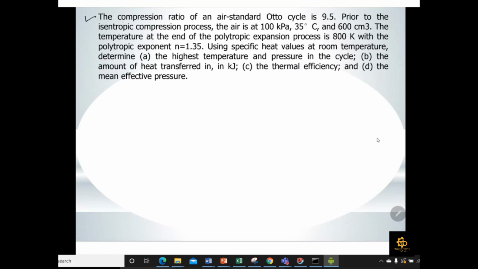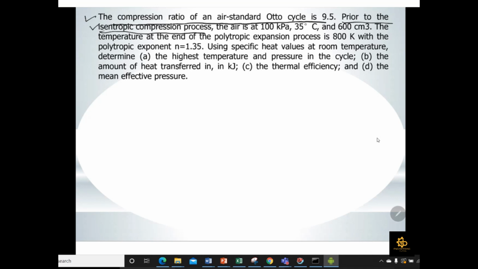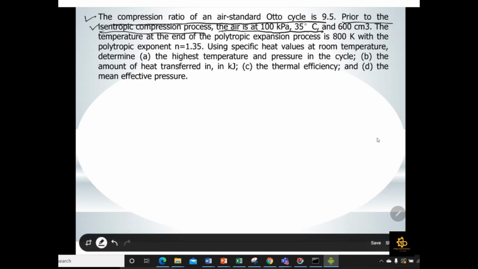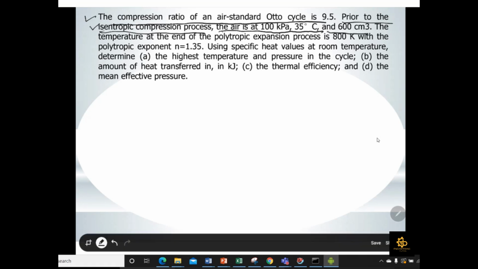Here it is mentioned that the compression ratio of an air standard Otto cycle is 9.5, so your r value is given. Prior to the isentropic compression process, okay, so here it is mentioned that your compression process is isentropic, the air is at 100 kilopascal and 35 degrees C. So it means your pressure at point 1 and temperature at point 1 are given to you. And 600 centimeter cube, it means the volume V1 is also given in the question.